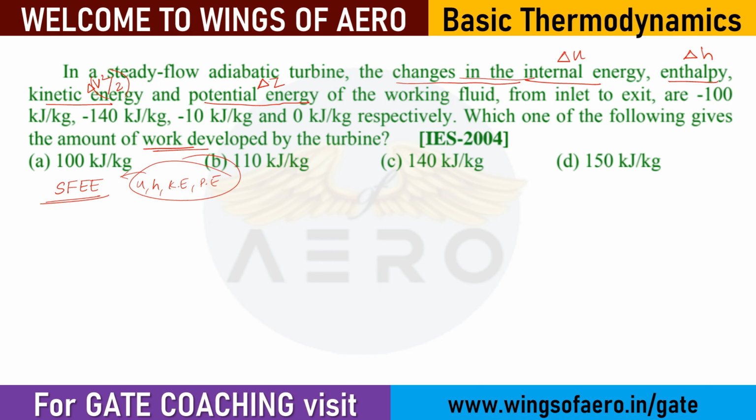Now what is the formula? It is a very complex formula, isn't it? So, yes ma'am. First H1 we'll write plus V1 square by 2, then plus Z1 G plus dQ by dm equals H2 plus V2 square by 2 plus G Z2 plus dW by dm.